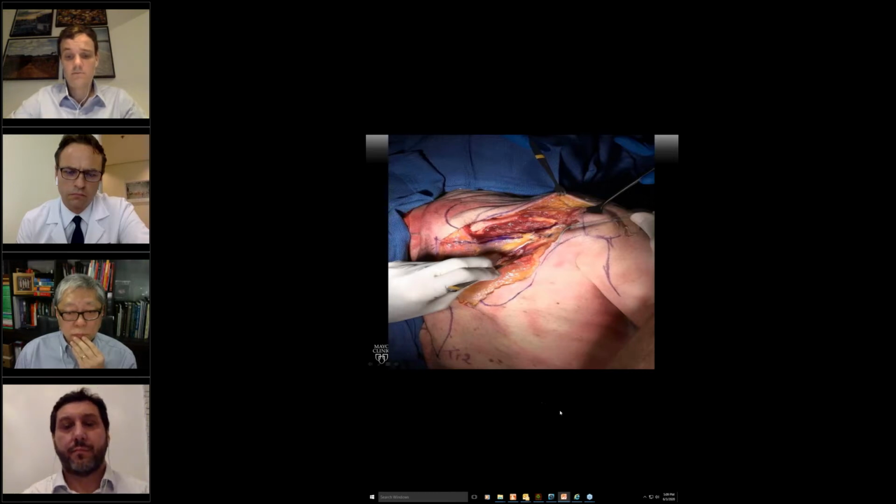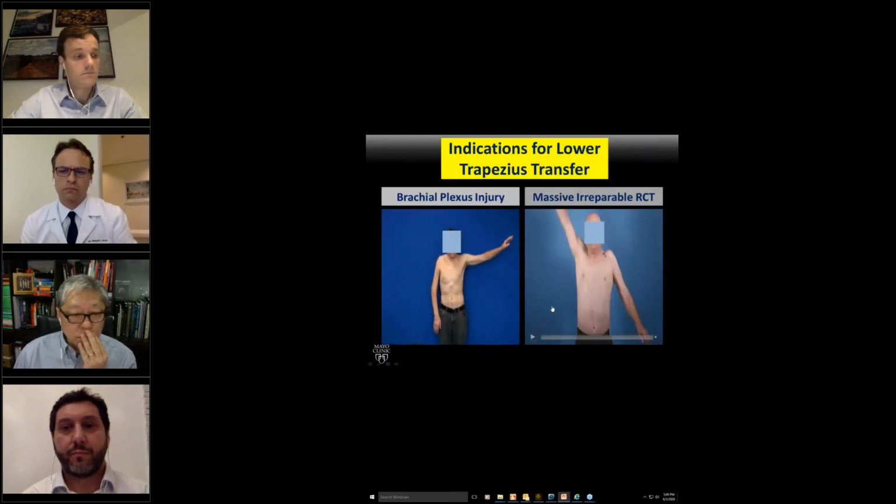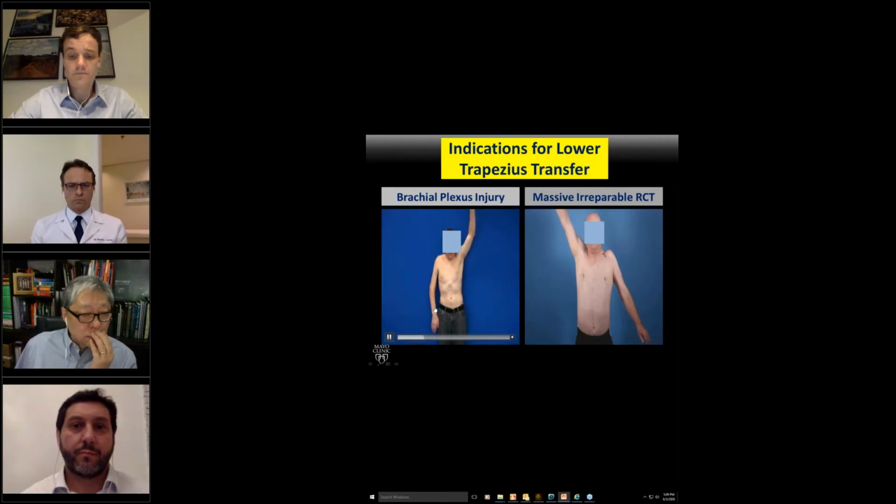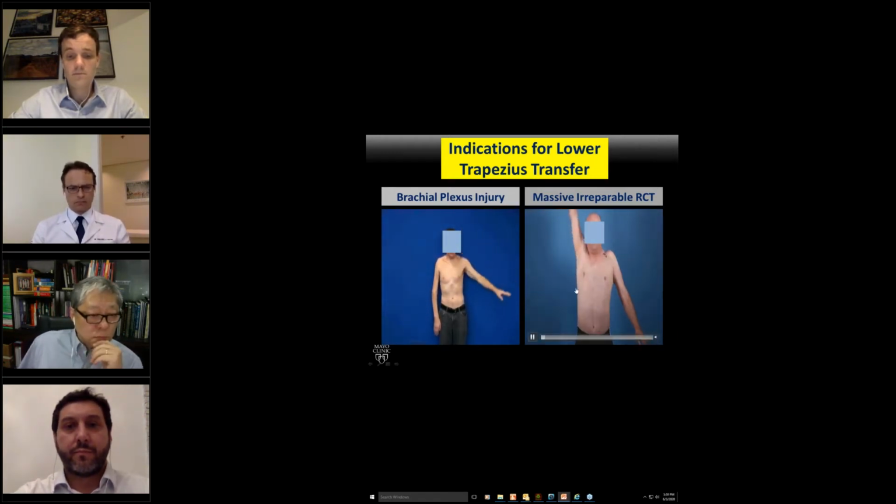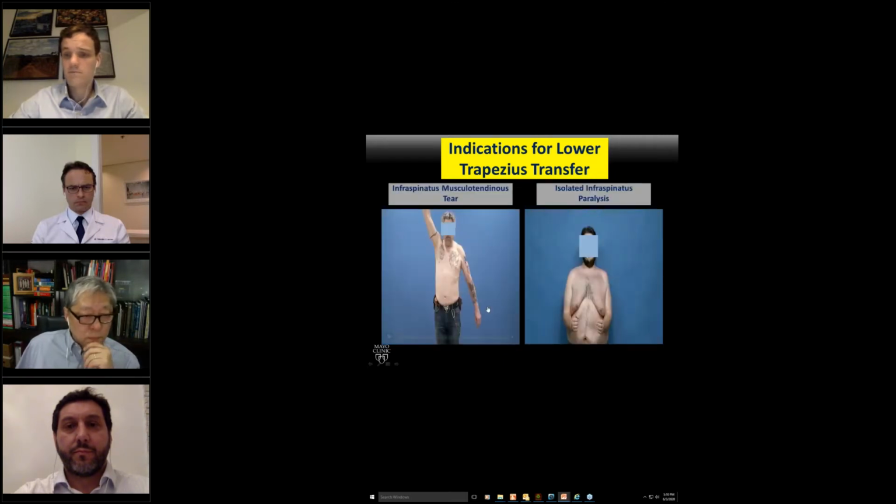Now, how do we do it? And why do we do it? We do it for all these indications: brachial plexus injury, massive irreparable rotator cuff tear, and also if you have a musculotendinous tear of the infraspinatus, it will be a perfect indication. And these are very uncommon cases, but we see them. You see them sometimes in your clinic.